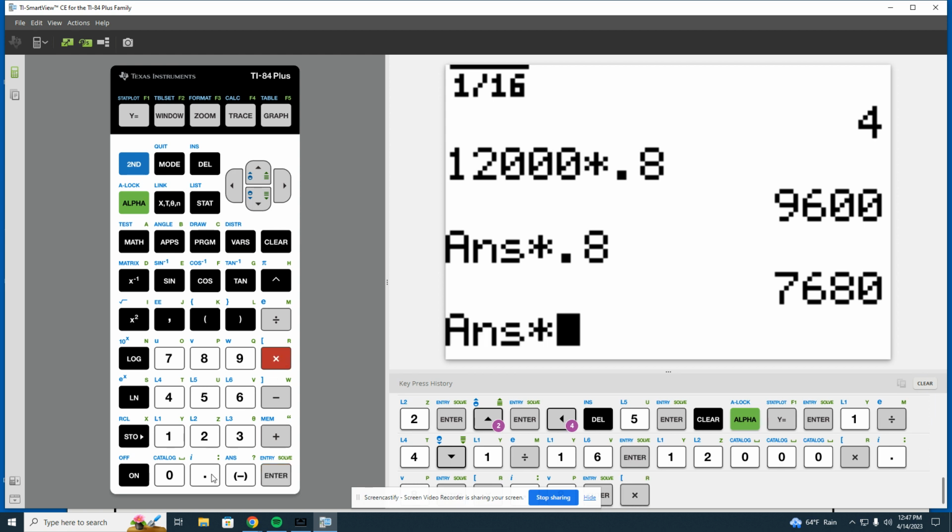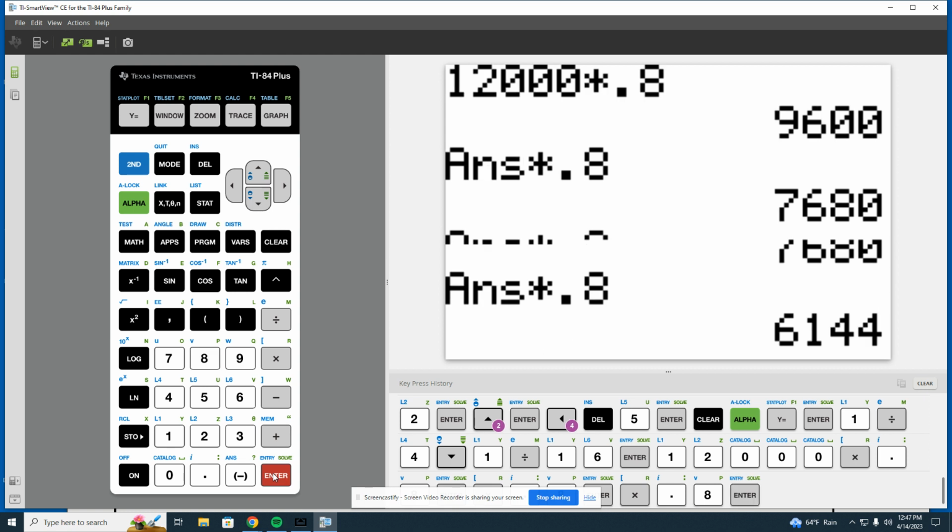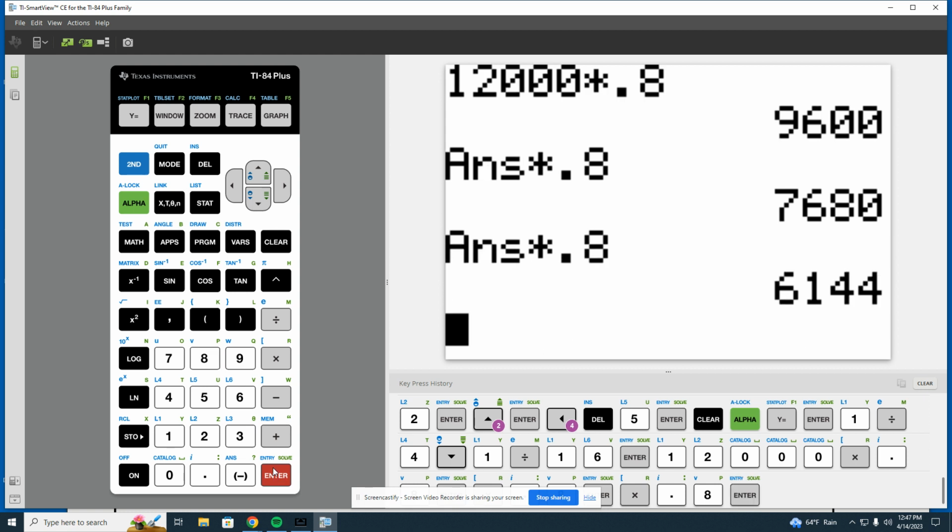I multiply by 0.8 again. Does it give me that next value? So every time it's taking the previous term and it's multiplying by 0.8. Now, there's only one answer here, right? So did I find it? Now, I can check though.